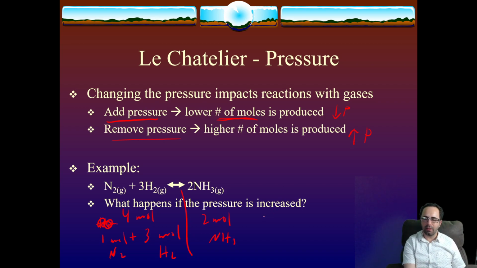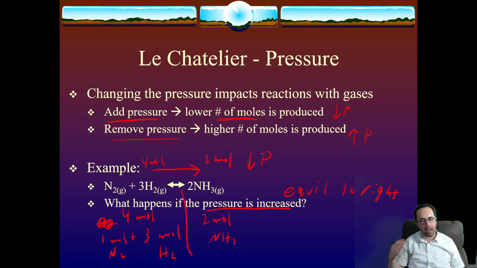So if we increase the pressure, the reaction is going to want to shift in the direction that will decrease the pressure. So that's going to be going from left to right here. This will shift the equilibrium to the right side, and this is because we have increased the pressure. So the reaction is going to shift in the direction that will decrease the pressure to get back to equilibrium. And that will be by going from 4 moles of gas down to 2 moles of gas, which will lower the pressure back and get us back to equilibrium.